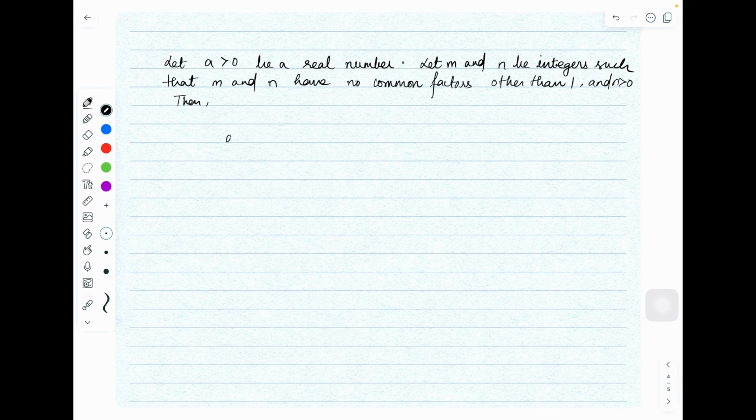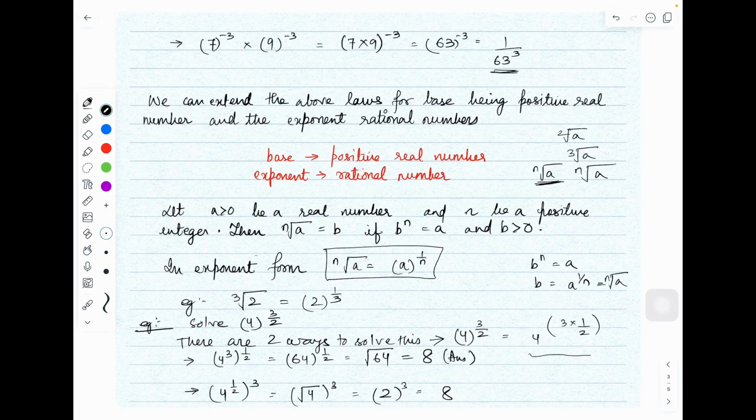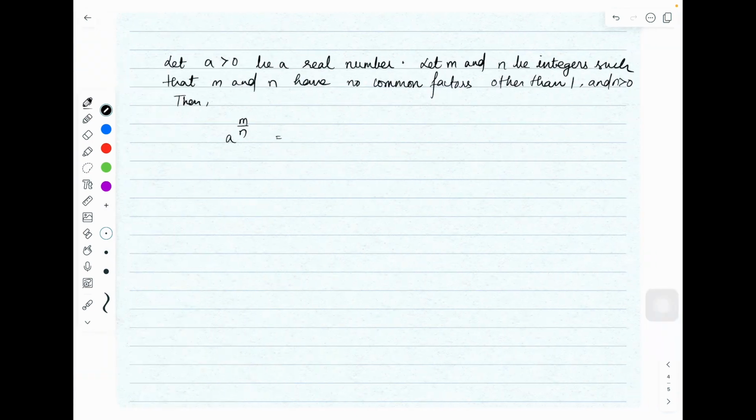Okay. So if you write a to the power m by n, you can write it in two forms. These are the two forms actually. a to the power m by n can be written as, I will show you how it is happening. This can be written as a to the power m into 1 by n. Okay, m by n can be written as m into 1 by n.